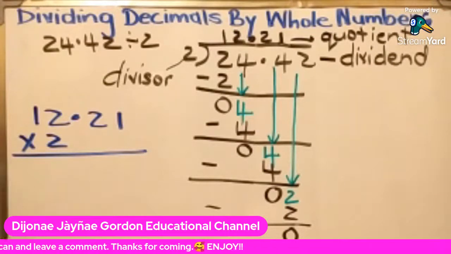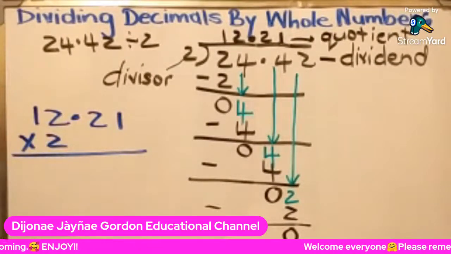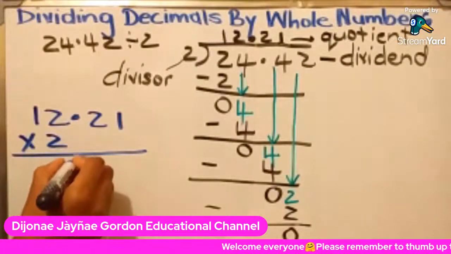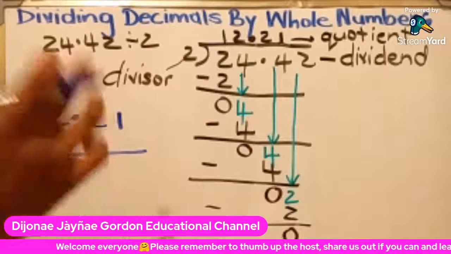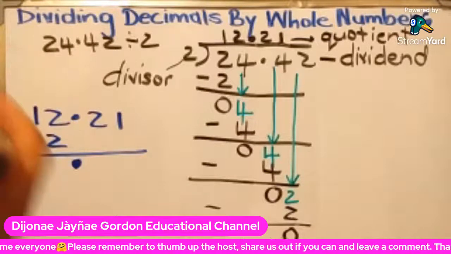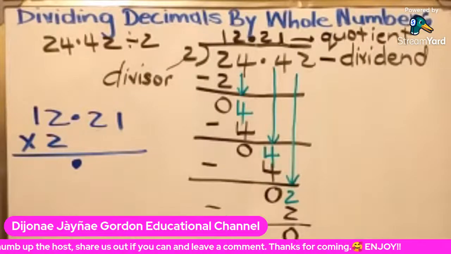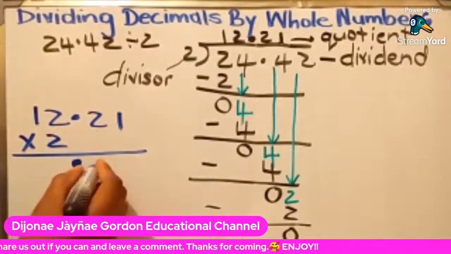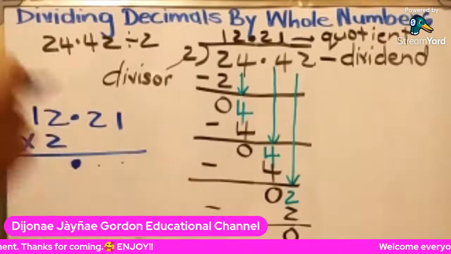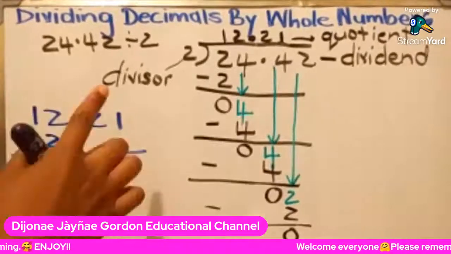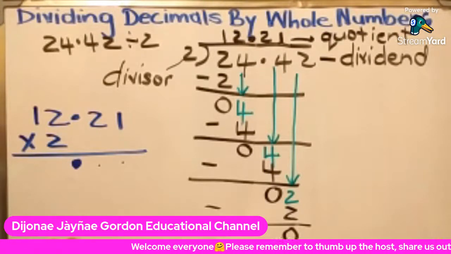But before we do this, the first thing we have to do, because we're multiplying a decimal number, is put our decimal place down first, and then check how many digits are after our decimal place. Of course, we have 2 digits after our decimal place. So I'm going to put 2 dots right here, to ensure that our rows and columns are straight. All right, so let's go ahead and start working the problem.